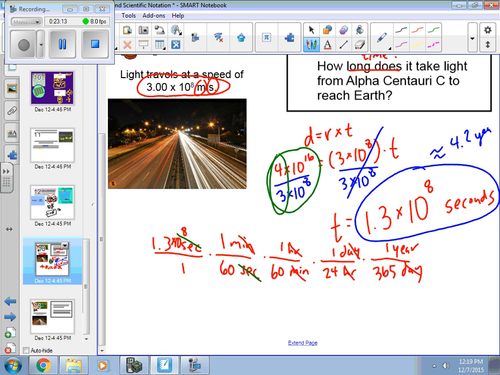So even moving at this astronomically fast speed, 3 times 10 to the 8th meters per second, which means it's moving that many meters in 1 second, that's very fast. Even traveling that fast, light takes over 4 years to go from that star to Earth. So if that star were to, say, blow up today, we would still see the light from it for 4 years. We wouldn't even know it blew up till 4 years later. That's how long it takes that light to come here. So that's quite a distance.